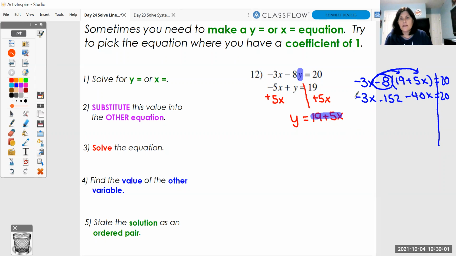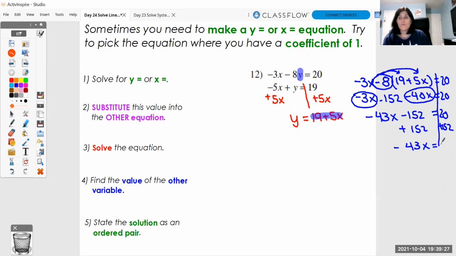Right now, I have to combine like terms. So I have a negative 3x and I have a minus 40x. Group them together, you end up with negative 43x minus 152 equals 20. Now it's just a two-step. I'm going to add 152 to both sides. Negative 43x equals 172. I have to divide by negative 43.